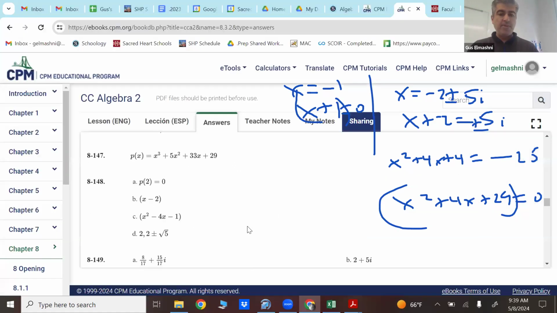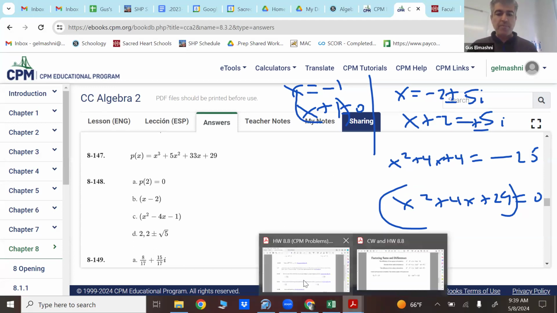For 147, here's the final answer. It's just that. And I do feel good. I see a 29 there. I feel good about it. That looks good to me. There should be a 33x. Yeah, 4x and 29x. That's good. Should be 5x squared, 4x squared, 1x squared. Yep. Feel good about it. Looks good to me.